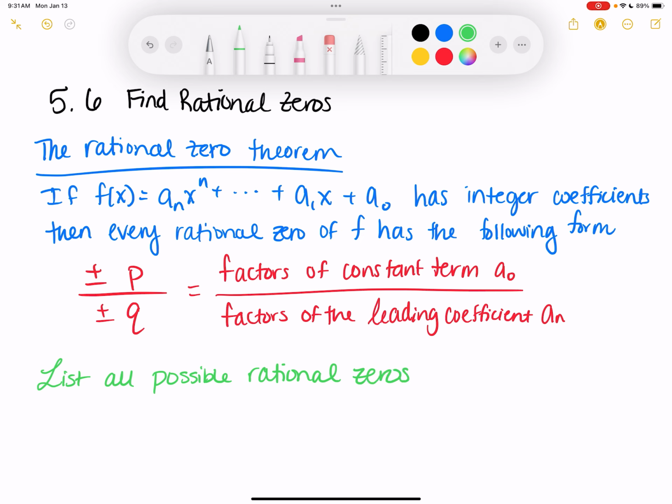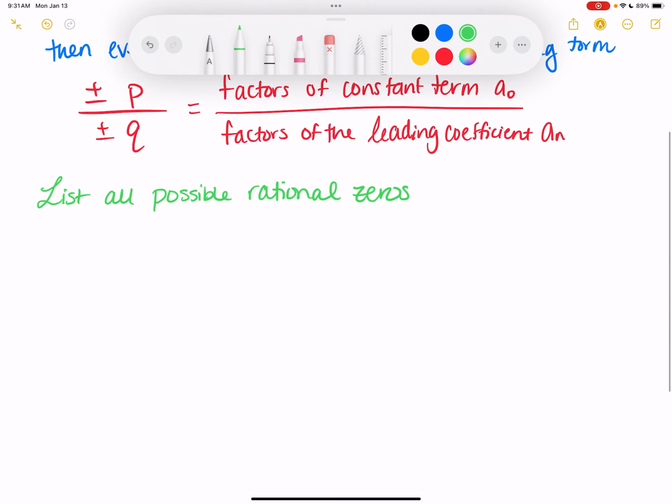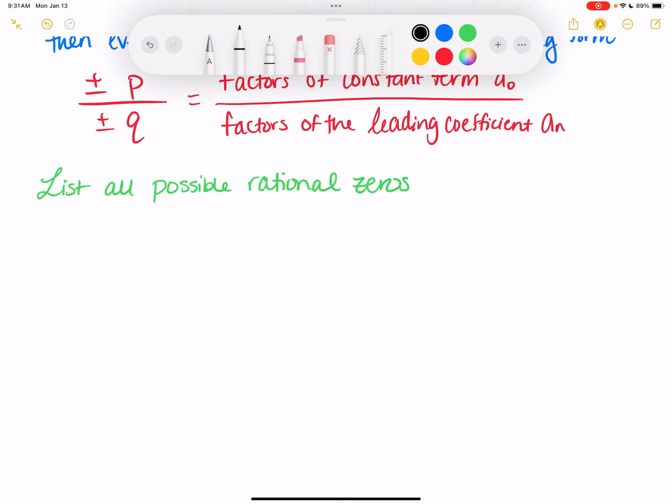List all possible rational zeros. So that means we're going to list out the factors and then we're going to write out what they could be. And that's all we have to do for these problems. But this will build. Toward the end of this section, we'll start actually finding which ones work using synthetic. So, number 4. G of x equals x cubed minus 4x squared plus x minus 10.